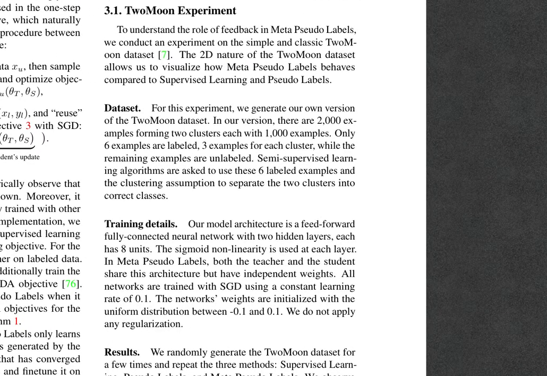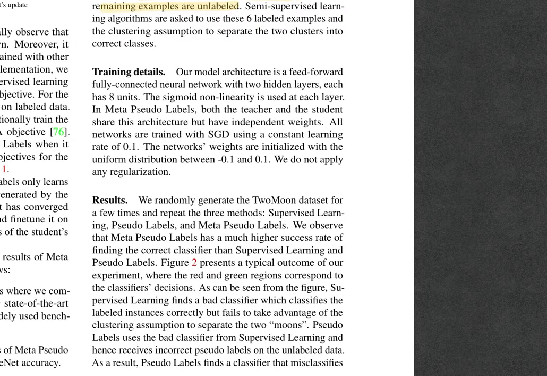The first section after this talks about the 2-moon experiment. For this, a 2-moon dataset has been generated with these specifications. So you have 2,000 examples forming 2 clusters with 1,000 examples. 6 examples are labeled, 3 examples for each cluster, and everything else remains unlabeled. The architecture they use is a feed-forward, fully connected neural network, 2 hidden layers, 8 units each, with sigmoid as the nonlinearity at each layer.